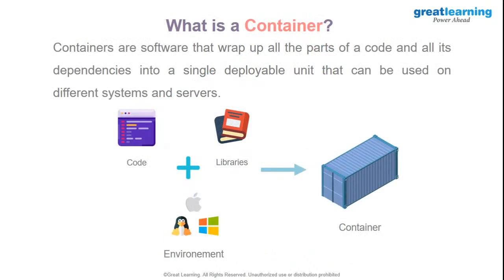Now, if you go for the proper definition of it, containers are basically software that wrap up all the parts of the code. Wrap up basically means contain all of the code and all of its dependencies into a single deployable unit. So as you guys can see here in the diagram, we have the code, we have the libraries, we have the environment. All of them are taken together and put inside the container. So once they're inside the container, they can be shipped anywhere and they can be executed anywhere. So that's what a container does.